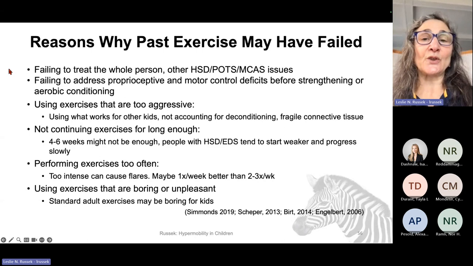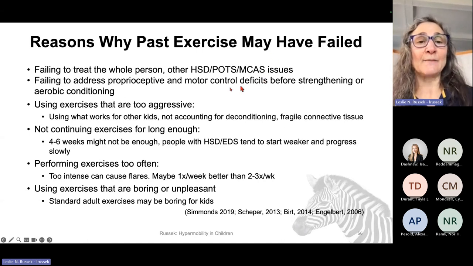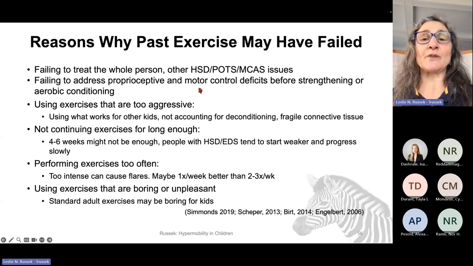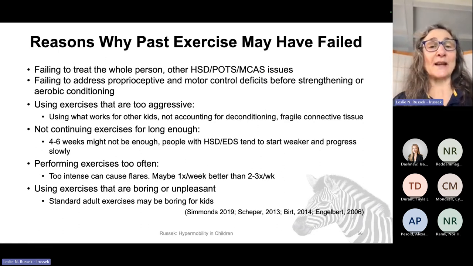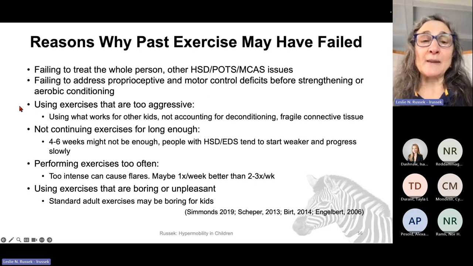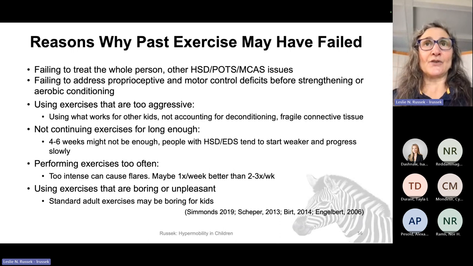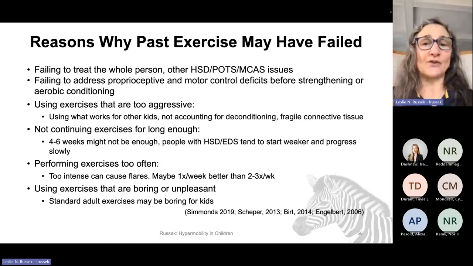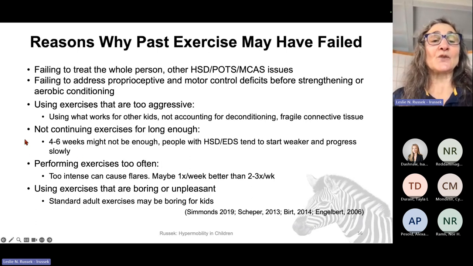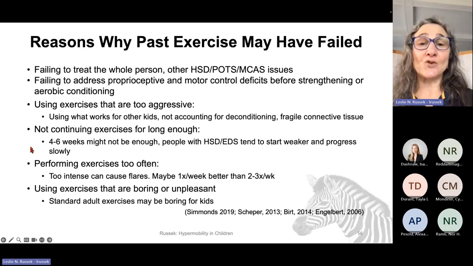So we may not have treated the whole person, the whole trifecta. We may not have addressed proprioceptive and motor control issues first to make sure they're able to do the exercises correctly. The exercises may have been too aggressive. In adults, we know that adults start rehab 6 to 8 weeks weaker than a sedentary person. They can't just jump into the normal exercises that most PTs will give patients. These kids take longer to get stronger.